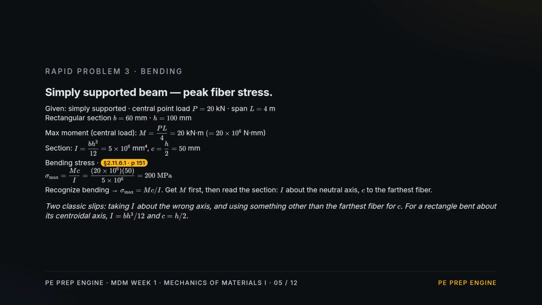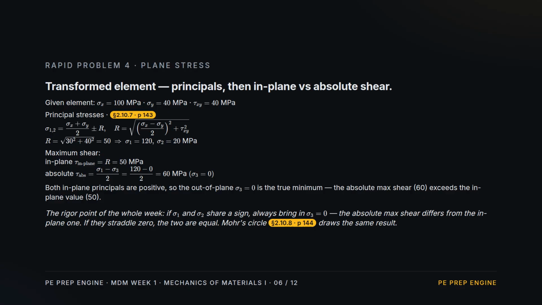Problem 3. Bending. Recognize a beam. First, the maximum moment. A central point load gives PL over 4. Then the peak fiber stress is MC over I. 2 things to guard. The moment of inertia is taken about the neutral axis, and C is the distance to the farthest fiber.